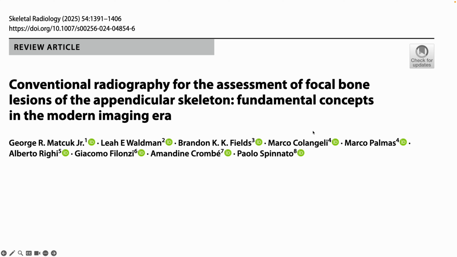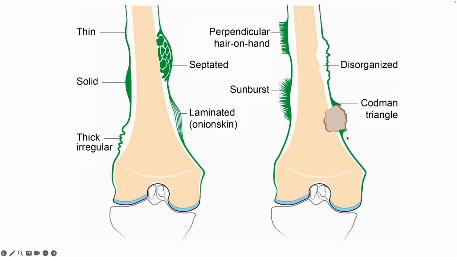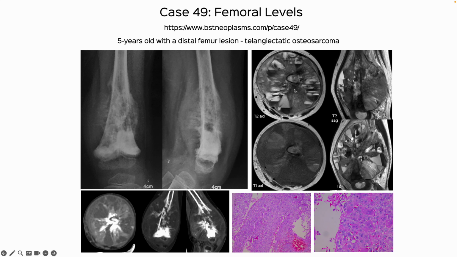There is a new paper that came out in Skeletal Radiology that again reassesses the usefulness of radiographs, and there it's given the schematic of differentiating the benign periosteal reaction from the aggressive and the malignant ones. And here's the sunburst. The hair on end is a little different because that just goes straight parallel, more common with Ewing sarcoma, and then Codman's triangle occurs along with the sunburst appearance. And you can see that here.